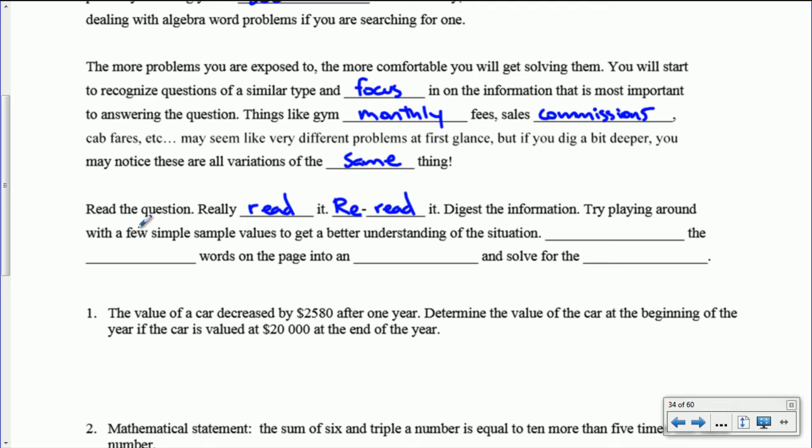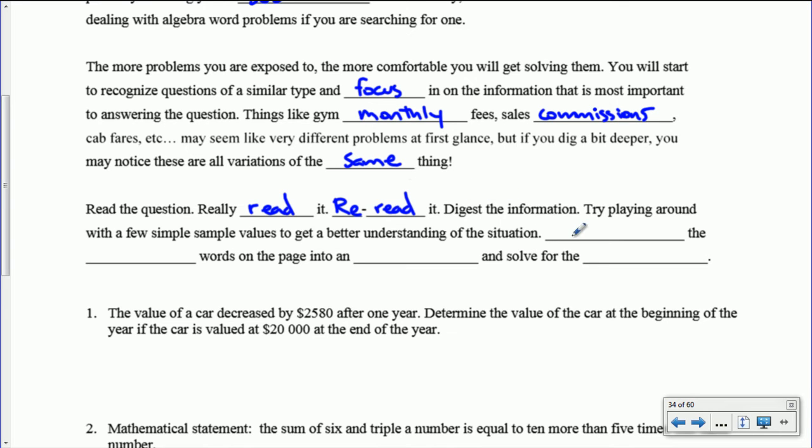So you may find it helpful to try a few simple sample values to get a better understanding of the situation. So maybe if it's a monthly gym fee or a cab fare, for example, you could see what the total cost is if you try a membership for 1 month, 2 months, 3 months, and then you might see a pattern developing. Similar with a cab fare, if you drive 0 kilometers, 1 kilometer, 2 kilometers, that sort of thing, you may be able to stitch together some helpful information.